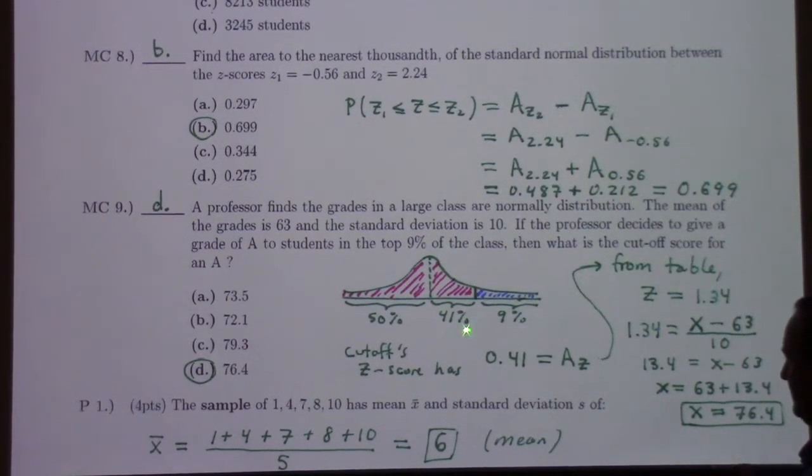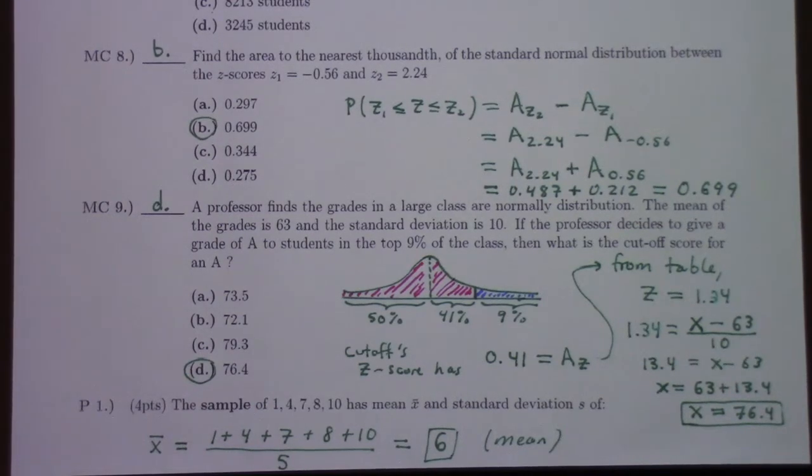But the thing is, we can calculate 41% above the mean using the table. So 0.41 equals A sub z, where z is going to be this z, the z that's at the cutoff. If I look at the table, 0.41 equals A of z suggests that z is 1.34. So if z is 1.34, then the z-score formula says that the score minus the mean, divided by the standard deviation, is equal to 1.34. Multiply both sides of the equation by 10, we get 13.4 equals x minus 63. Add 63 to both sides, we get x equals 63 plus 13.4, which makes my cutoff score 76.4, which is why the answer was D.